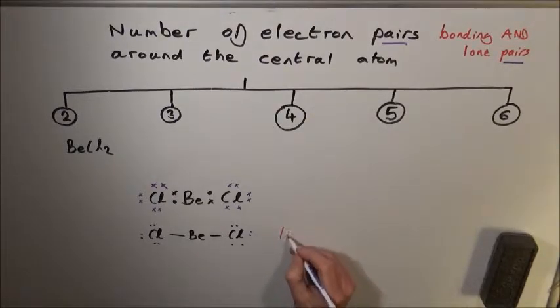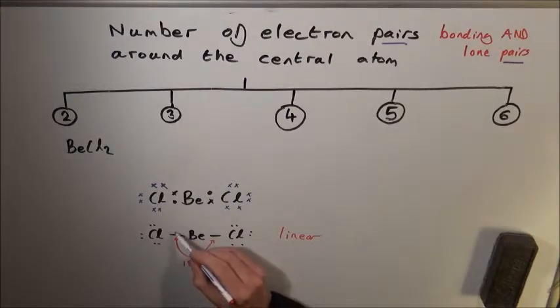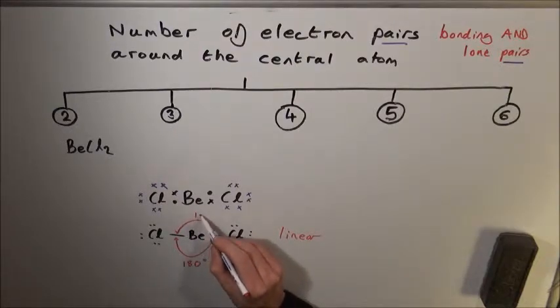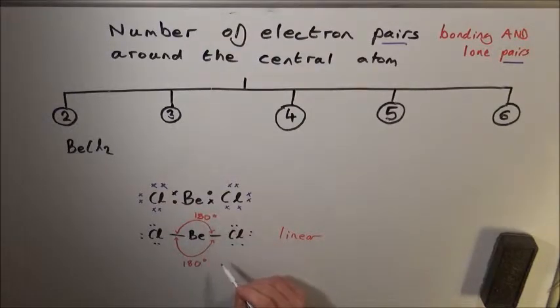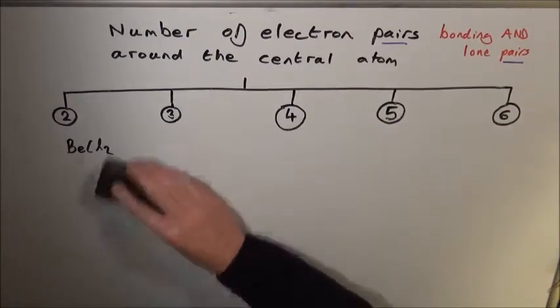It's linear, and the bond angle is 180 degrees. It's just a straight line. Again, it's that shape because by being that shape you're minimizing the repulsion between these electron pairs. Now if I took away one of these atoms and replaced it with a lone pair, then you wouldn't be able to define a bond angle because you need 3 atoms to define a bond angle. So that's a very simple one, not much to say about it.